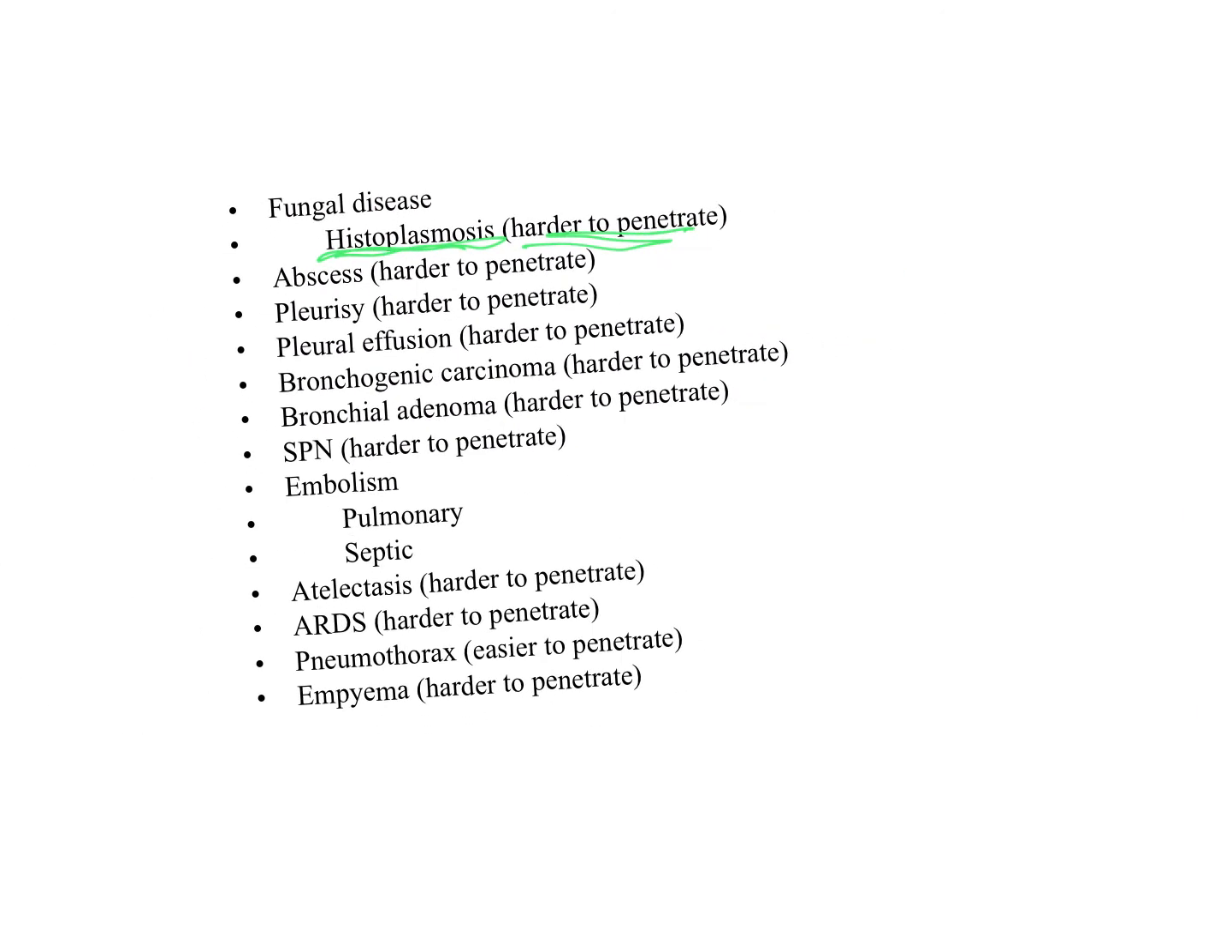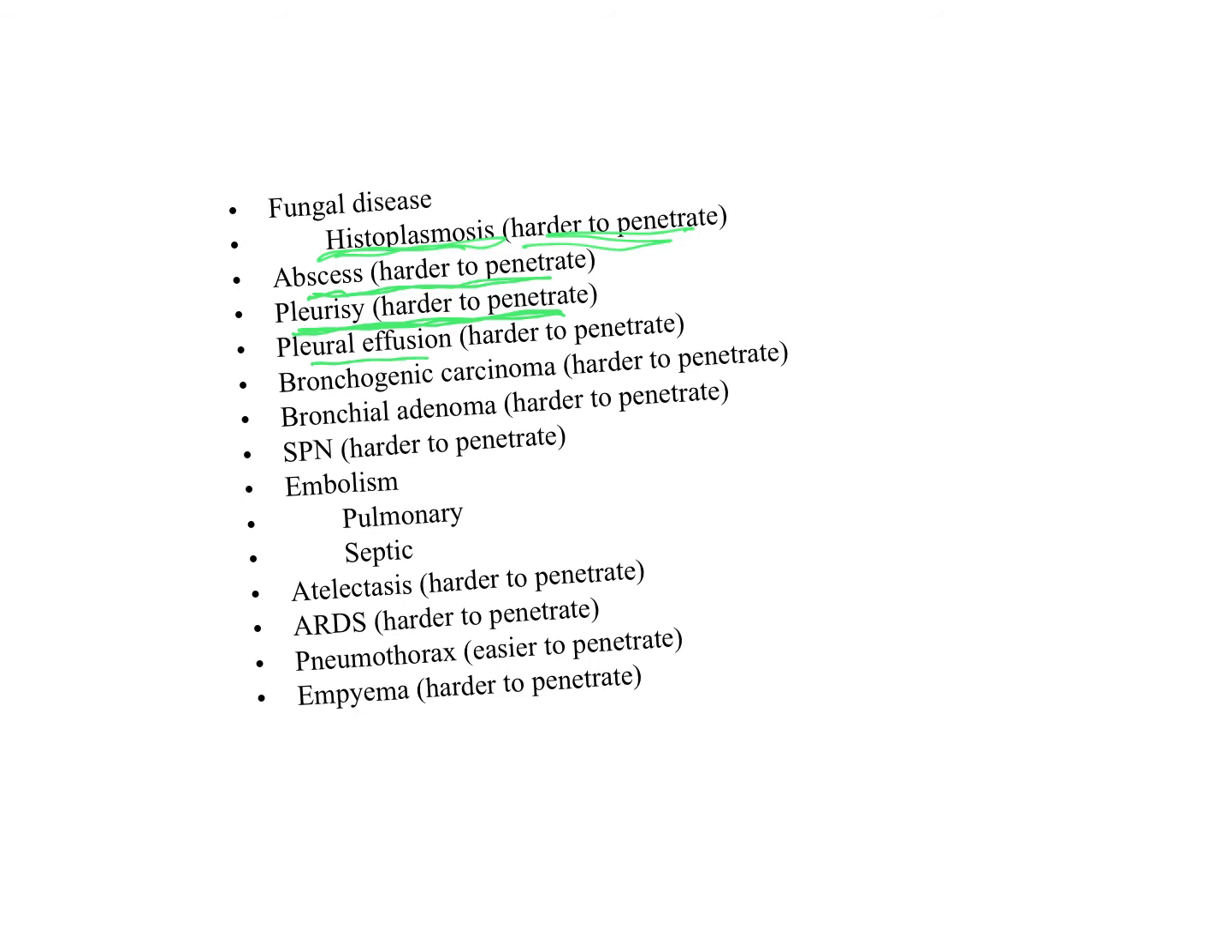The next thing we're going to take a look at is an abscess. This is a little harder to penetrate. An abscess is kind of a necrotic area containing usually pus. Pleurisy next is an inflammation of the pleura. Remember, that's the sandwich of membranes surrounding the lungs. And it can be caused by infections such as the flu or even some medications.